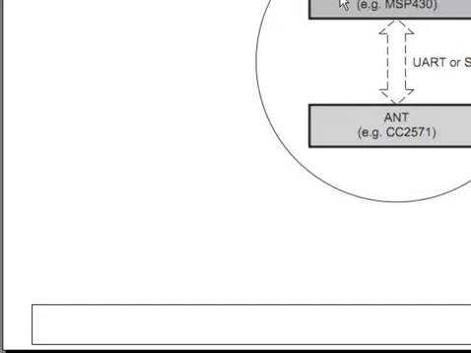ANT-FS being integrated on the CC257X platform is unique in ANT silicon offering. This tremendously reduces your time to market and lowers the overall system cost compared to other ANT solutions in the marketplace.